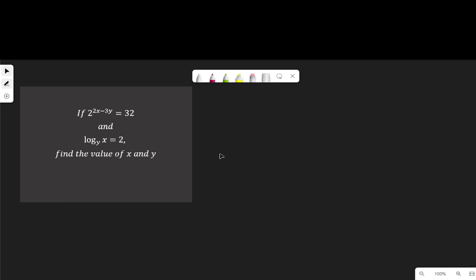Next question, which says if 2 to the power of 2x minus 3y is equal to 32 and log x to the base y equals 2, find the value of x and y. These are simultaneous equations. Well, let's get into it right away. I have 2 to the power of 2x minus 3y equal to 32.